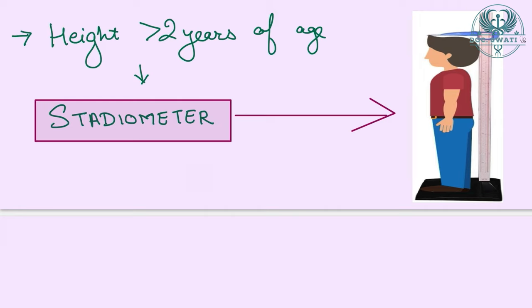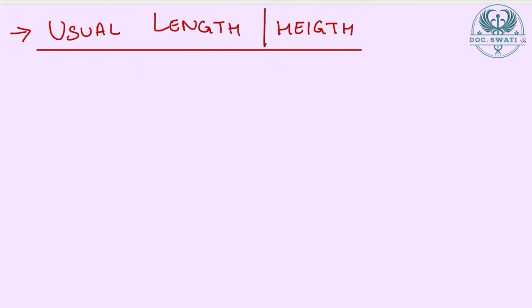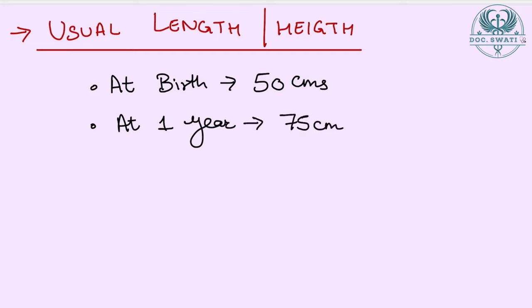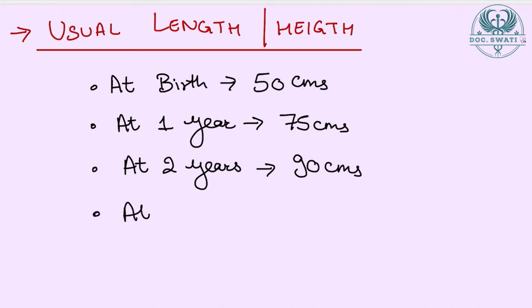And we must note that the standing height is always 0.7 cm less than the recumbent length, which is due to gravity. Moving ahead, let's learn about the usual length or height of a child. At birth, the baby's length is 50 cm. At 1 year, it increases and becomes 75 cm. At 2 years, it is 90 cm. And at 4 to 4.5 years, it is 100 cm.